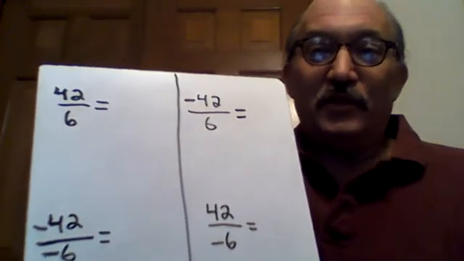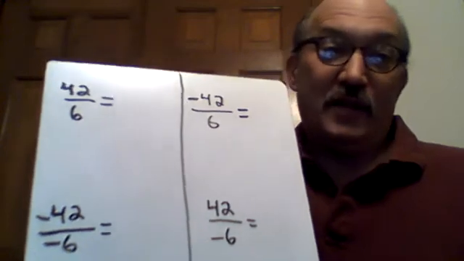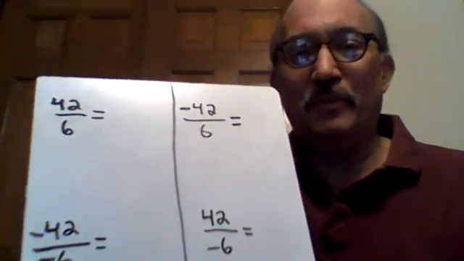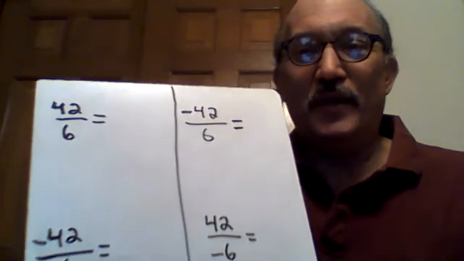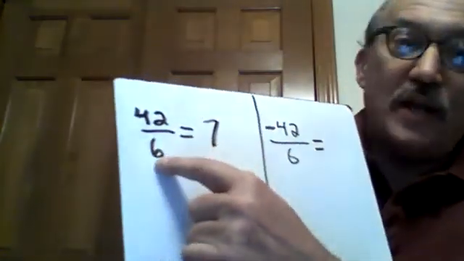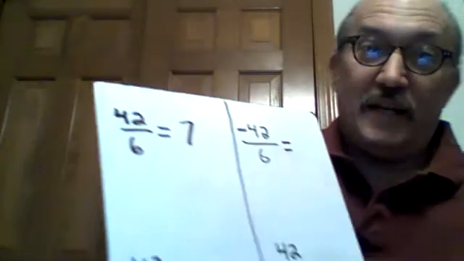I thought it would be nice to look at 42 divided by 6, based on what we did in the multiplications a few seconds ago. 42 divided by 6, of course, is 7. And the reason for that is, of course, because 7 is the number that you multiply 6 by to get 42.